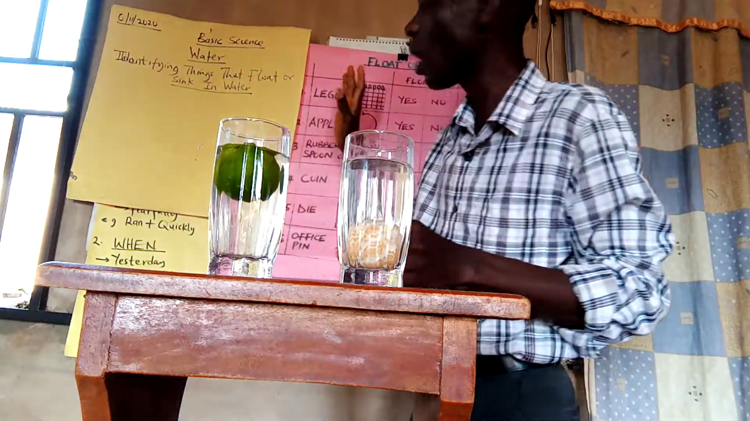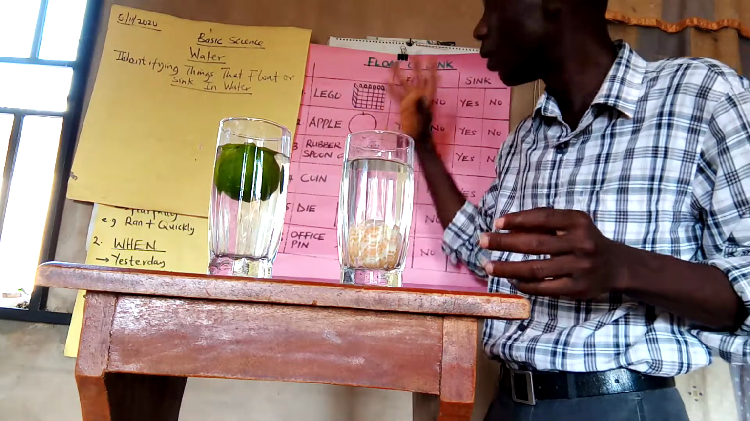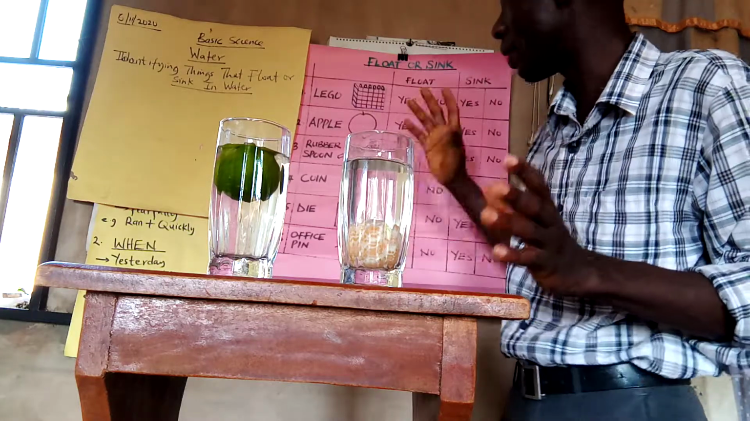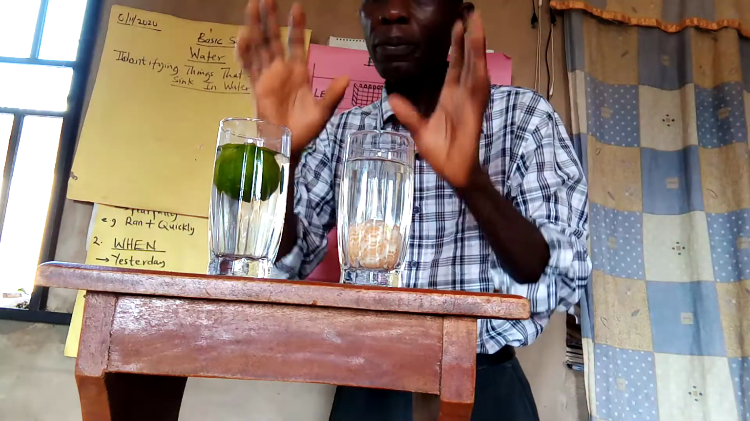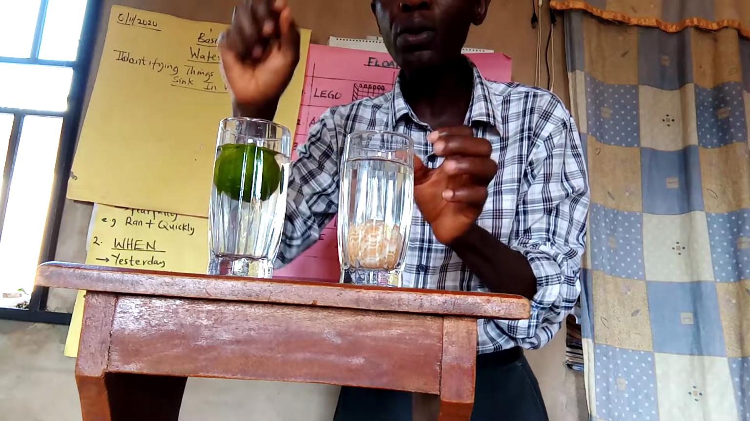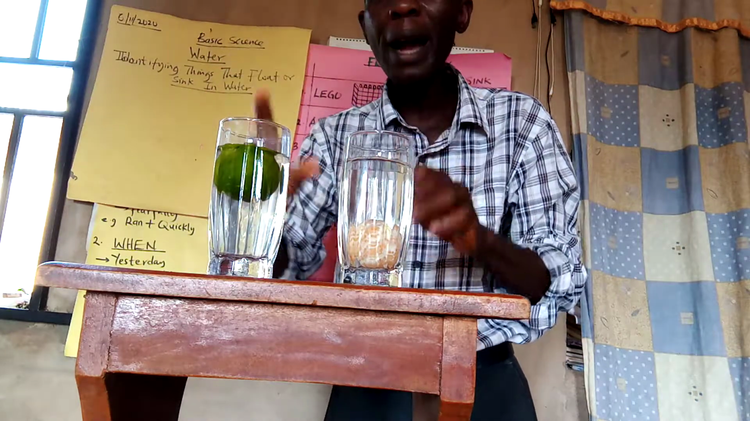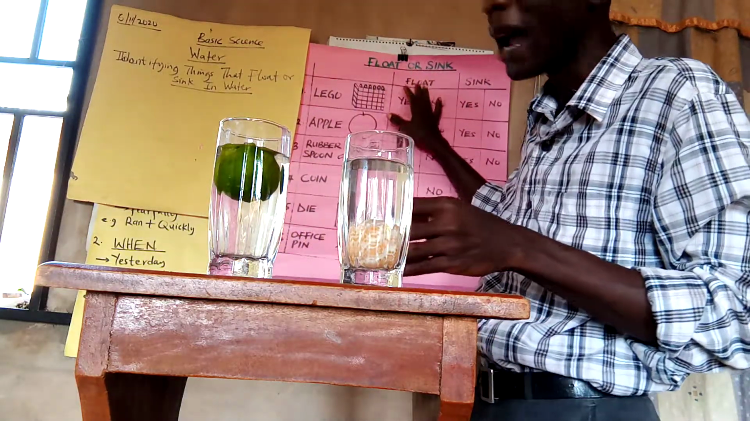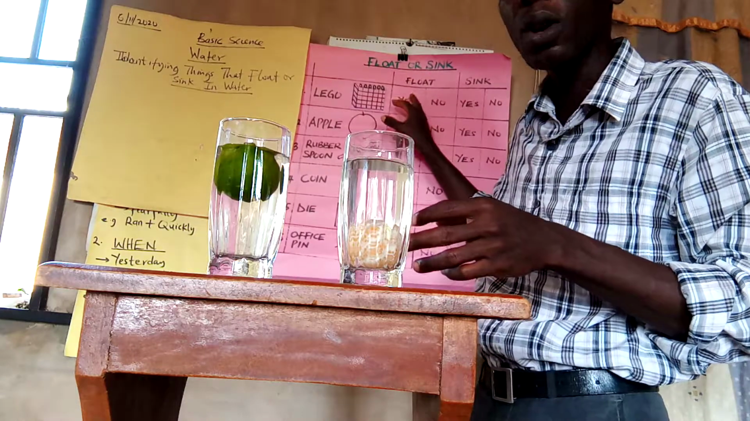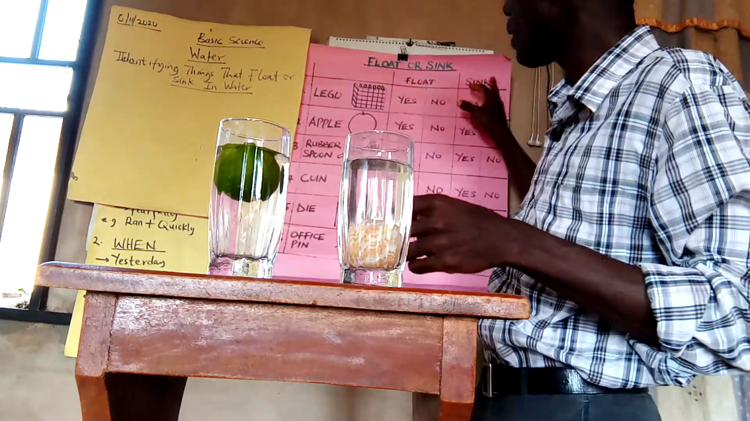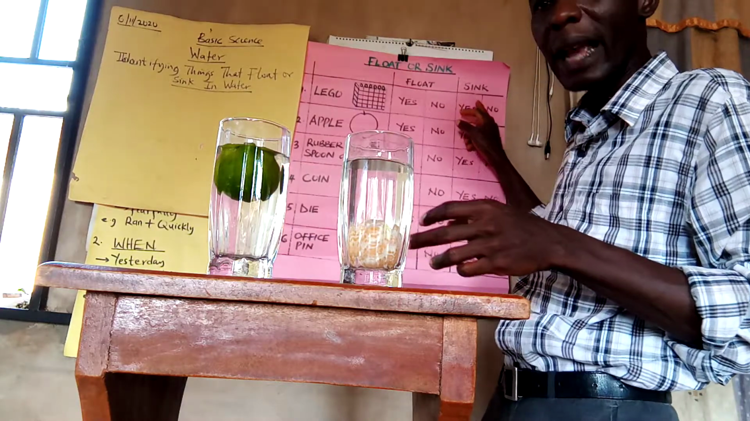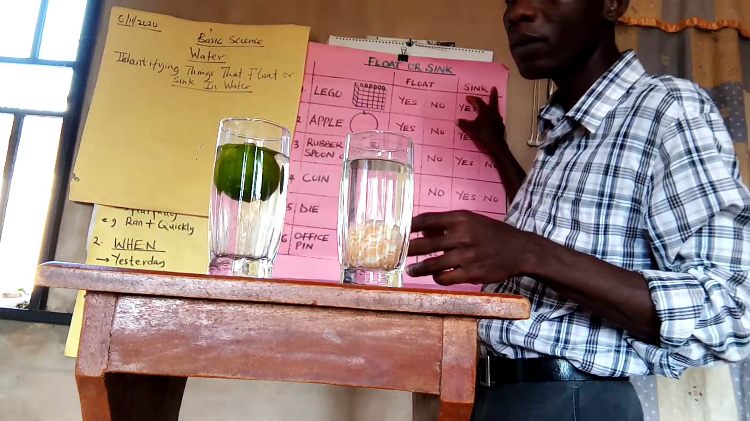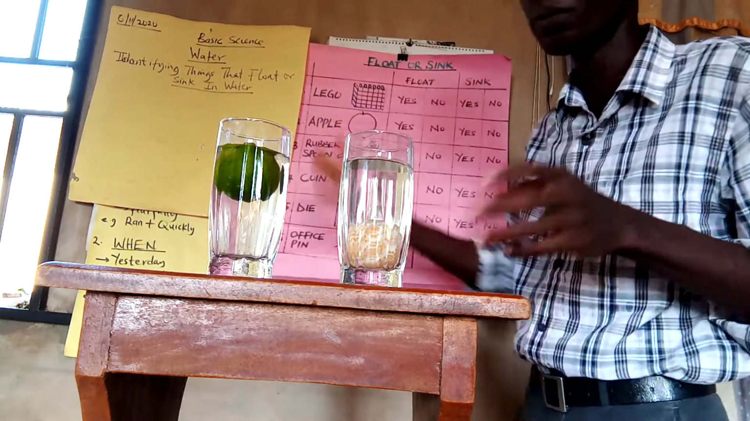You will have seen that you have Lego there, apple there, rubber spoon, a coin, a die, and also an office pen. Now, using the glass cup in front of each of your groups, you're going to drop the objects one by one and tell me, using your worksheet, whether it floats or sinks. If it floats, circle yes, and if it sinks, circle yes; if the object did not float, write no, and if the object did not sink, circle no. Did you understand?